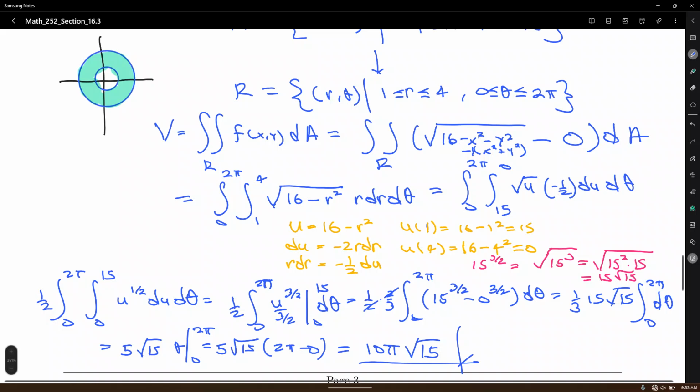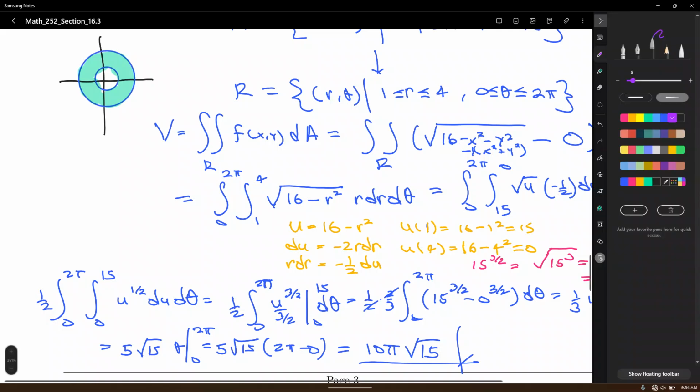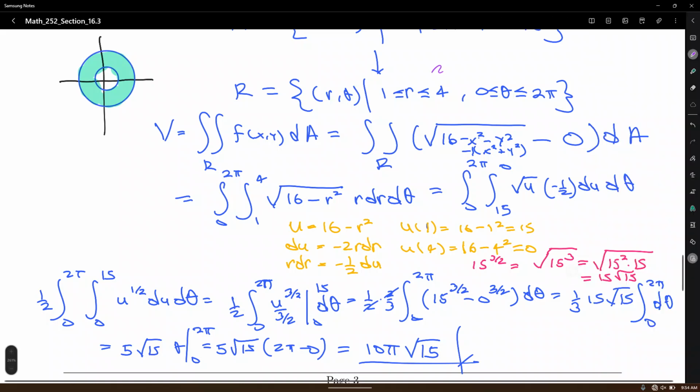Is that okay? Let me use a different color for this. The square root of 16 minus x squared minus y squared is the same as 16 minus parentheses x squared plus y squared, where x squared plus y squared is r squared, right? Keep the minus: 16 minus this quantity r squared. All right. But a negative doesn't come out of there?